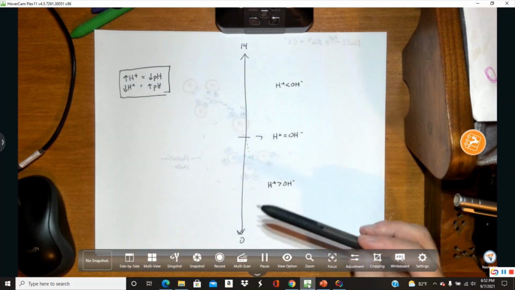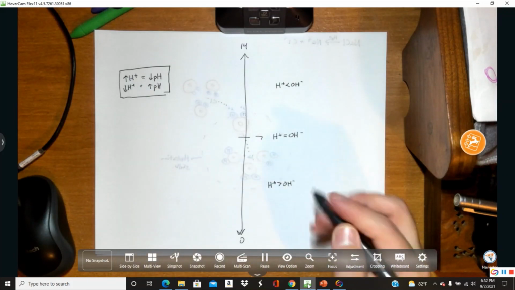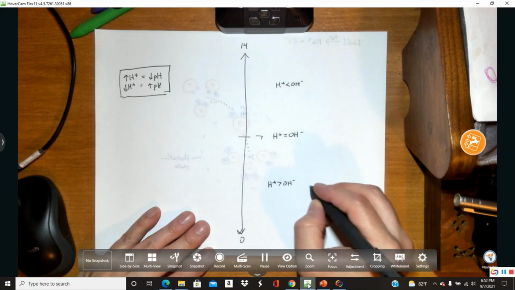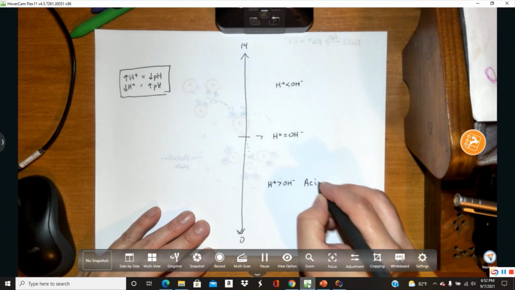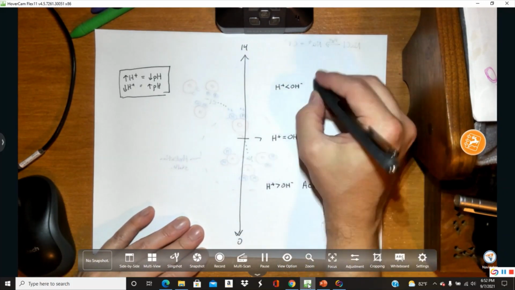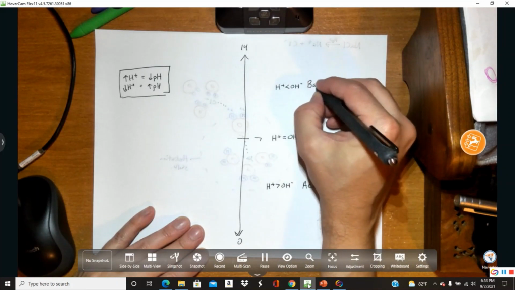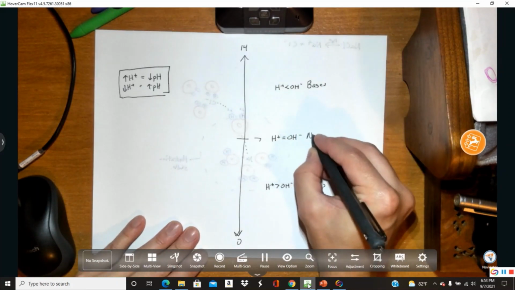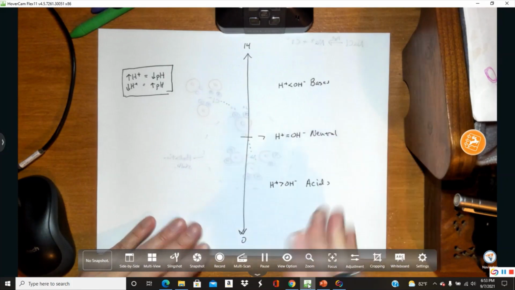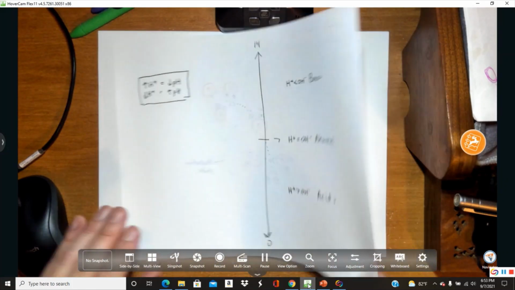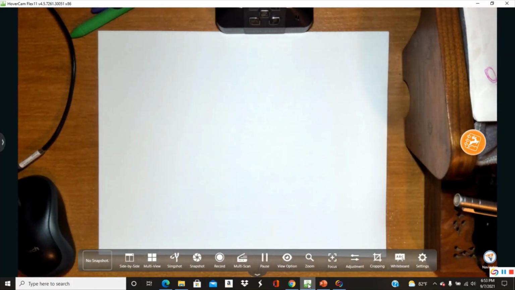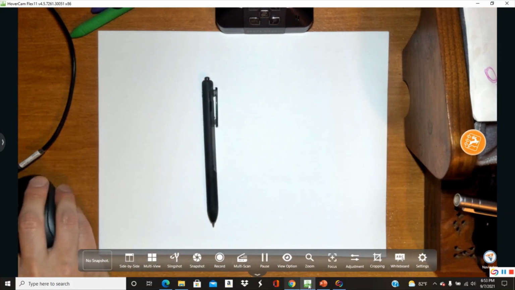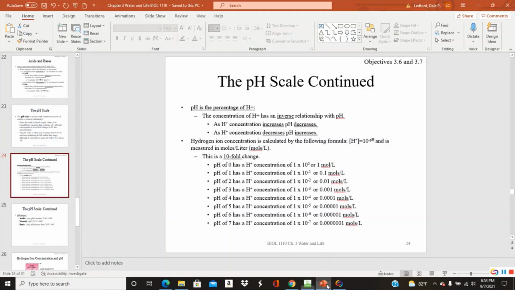And as you can see here, these are what we refer to as acids. These are what we refer to here as bases. And this is what we call neutral. Now, I'm going to set this aside and come back to it because I'm going to need it. But what I'm getting ready to do is talk about how do we figure this out.